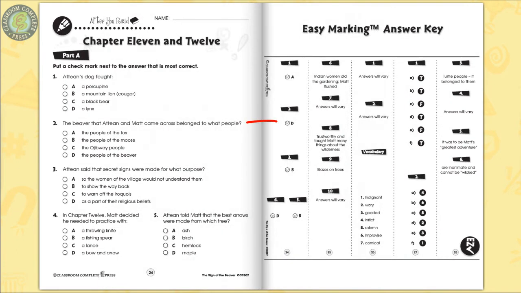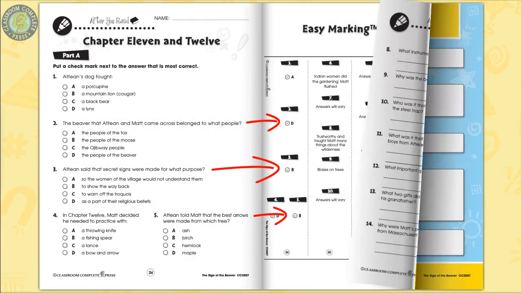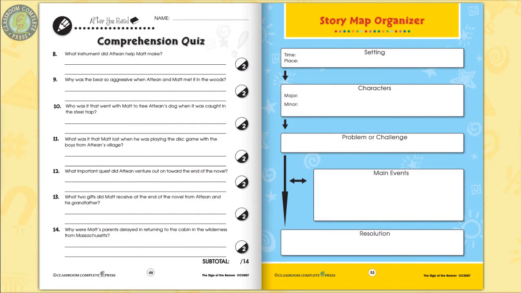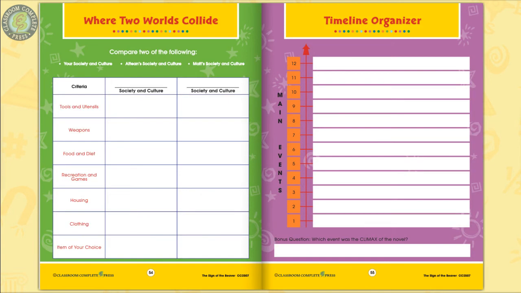The easy marking answer key works by lining up perfectly with the matching question pages. 3 color posters, which are graphic organizers, complete the resource. Compare Attean's, Matt's, and today's society and culture by finding similarities and differences between food, housing, and clothing.